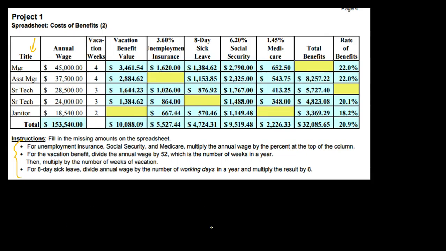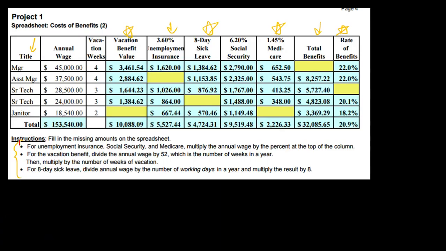So I'm going to do a review of how to set up the equations so that we can fill in these boxes. Now, for ones that I've already modeled, such as vacation benefits value, 8-day sick leave, Medicare, and rate of benefits, I'm going to go over them a bit more quickly. So if you need more detail on those, be sure to refer to my page 3 video. I'll take a little more time to explain how to fill in those boxes that we didn't review in the last video, which would be unemployment insurance and total benefits. So let's get started.